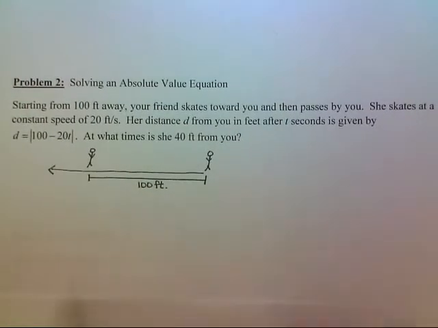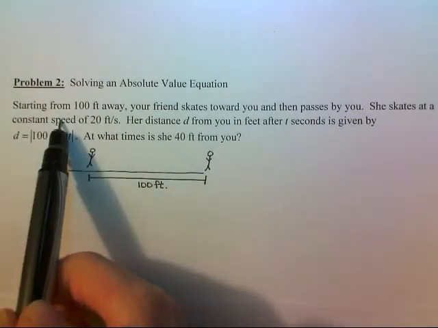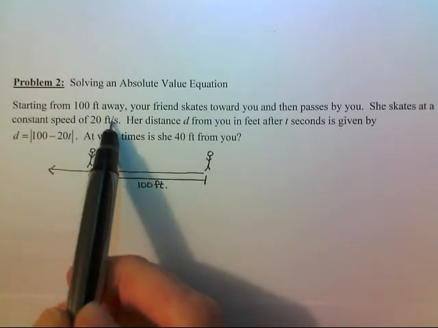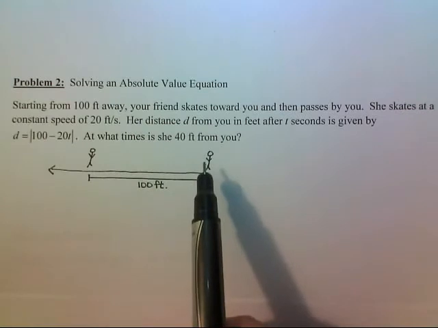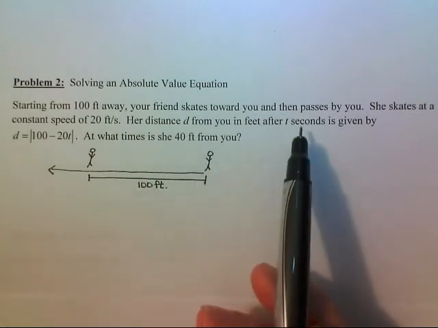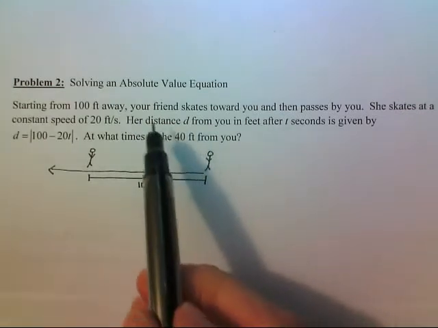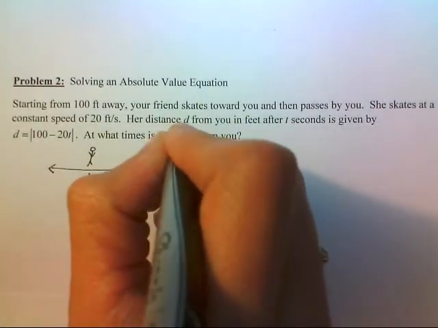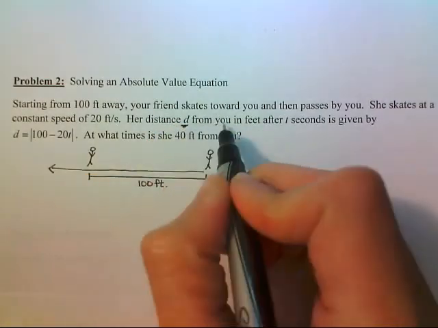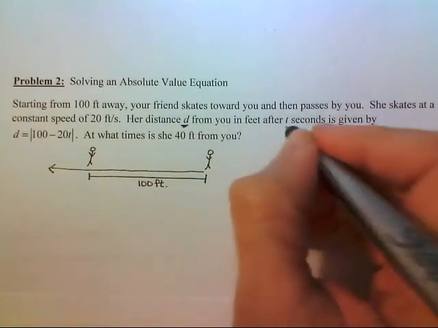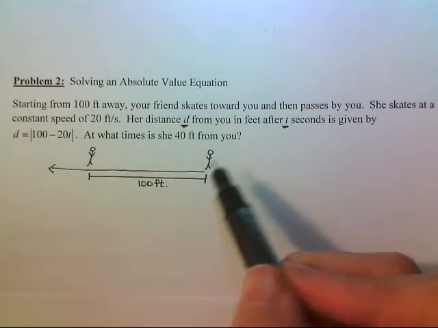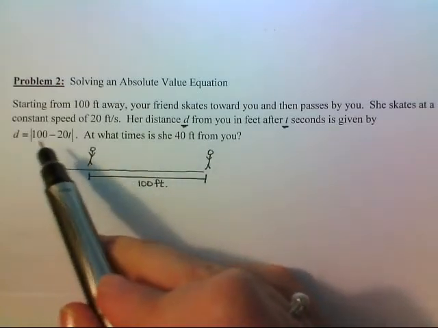She skates at a constant speed, so she doesn't change her speed, of 20 feet per second. Her distance, d, from you in feet after t seconds. Okay, so let's think about what this means. Her distance, we're using d to represent that distance. Her distance from you in feet after t seconds. We don't know how long she's skating. It's given by this formula.